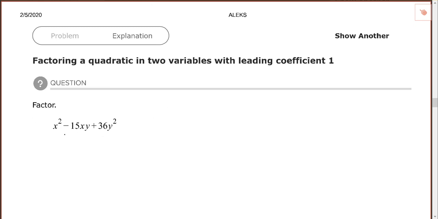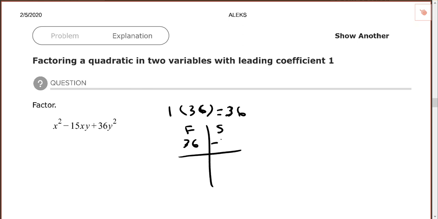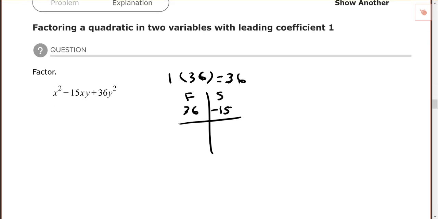Okay, so here, 1 times 36, and you may want to pause it and try it yourself. So we want factors of 36 that give us a sum of negative 15. So since I'm getting factors of a positive number, I know that the two factors must be the same as each other. I want the sum to be negative, so that means I need to have two negative factors, because a negative times a negative makes positive 36, but a negative plus a negative will give me that negative 15.